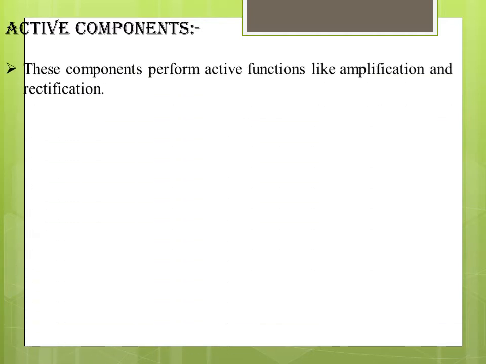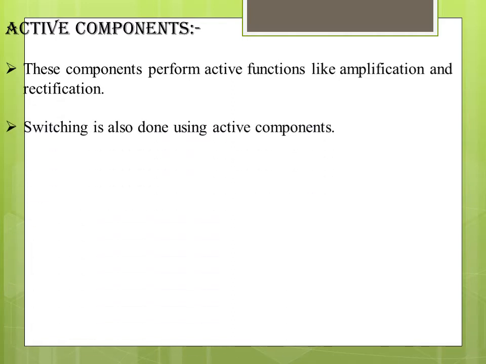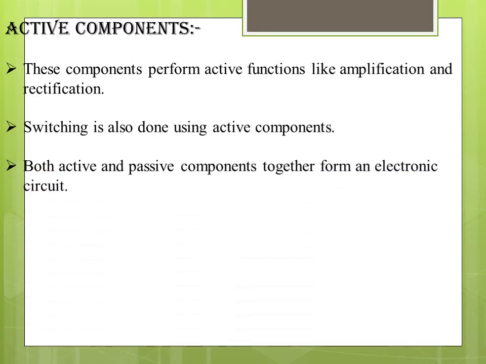Next comes the active component. We know passive components do not perform active functions, which means active components will perform them. These components perform active functions like amplification and rectification. Already I have defined amplification and rectification. Switching is also done using active components. Now what is switching? It is nothing but to turn on and off. That is called the switching process. Both active and passive components together form an electronic circuit.